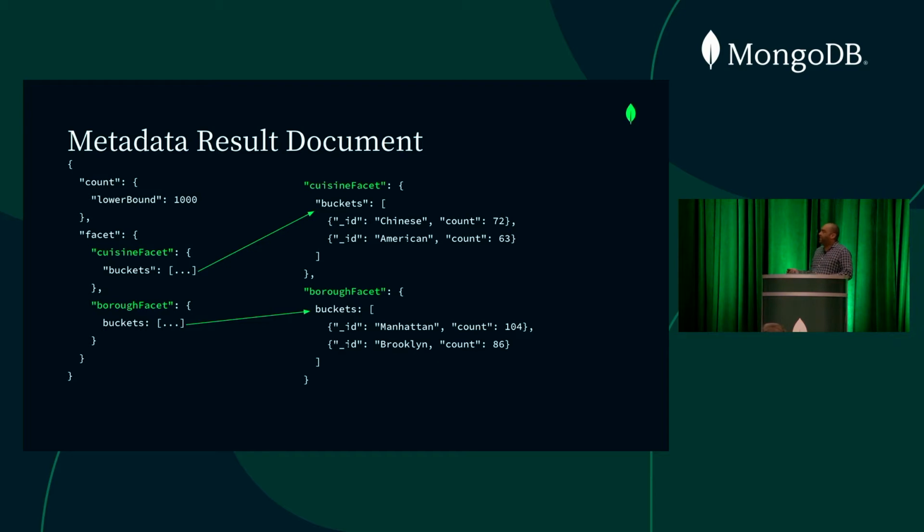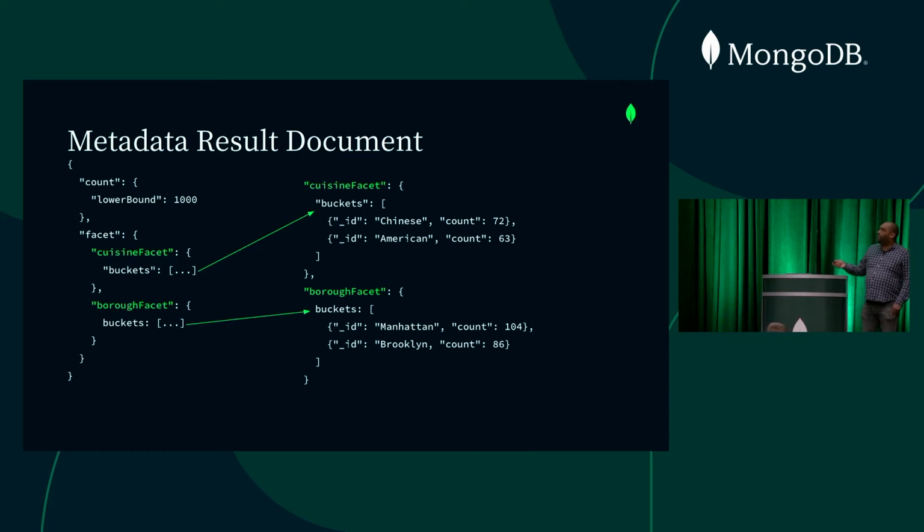As part of the metadata result document, a count is always included. If facets are specified, we also provide a facet document with your facet results. Here you can see that our facet document has both the cuisine facet and the borough facet, and on the right you can see what these results look like. Each facet has a list of buckets, and these buckets contain the categories and the counts for those corresponding categories.